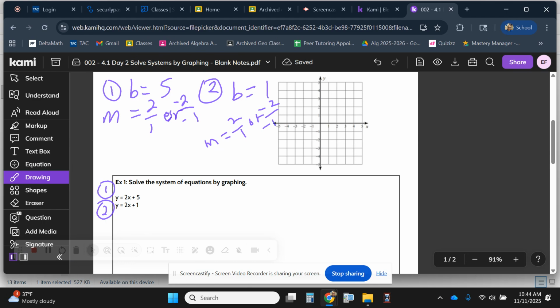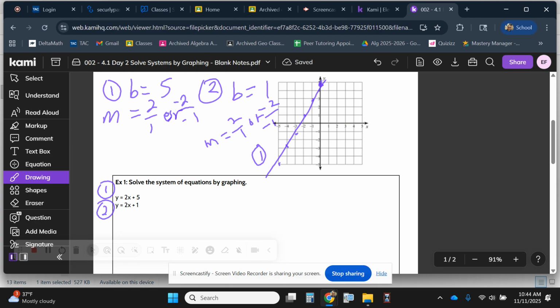Number one, I'm going to start at 5. And I cannot go up 2 and over 1, so I have to go down 2 and to the left 1. So down 2 and to the left 1, and again, down 2 and to the left 1, and down 2 and to the left 1. Okay, if I put that line together, oh, I messed that one up. Down 2 and to the left 1. Here we go. I'm in a hurry, and okay, there we go.